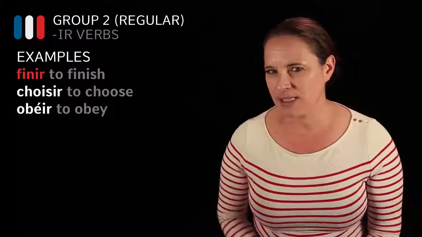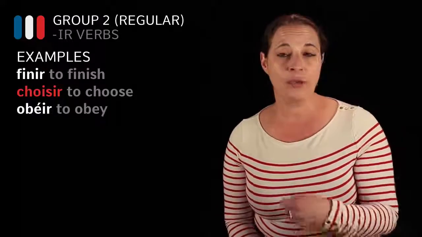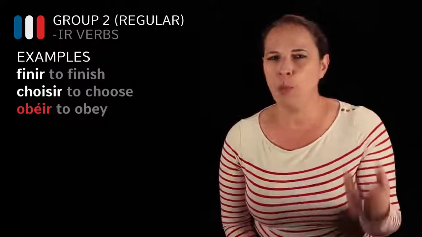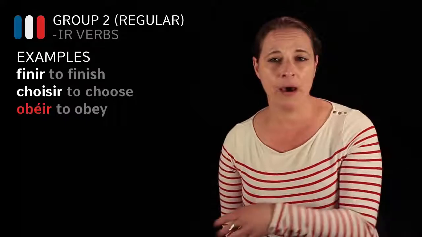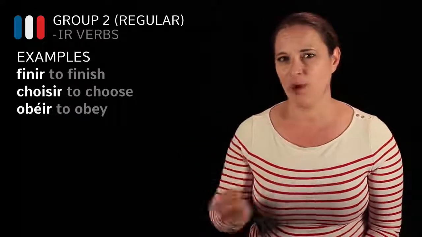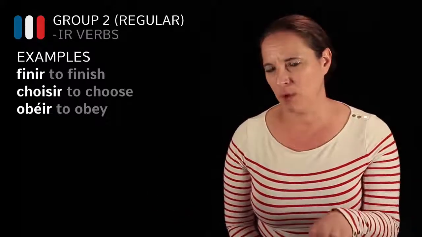But that's another lesson. Now you've got verbs such as choisir, to choose, as well belonging to the IR second group verb. Obéir, to obey. Again, IR second group verb. So that means they will all be conjugated the same way. Finir, choisir, obéir, always conjugated the same way.